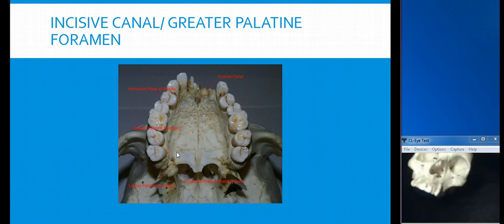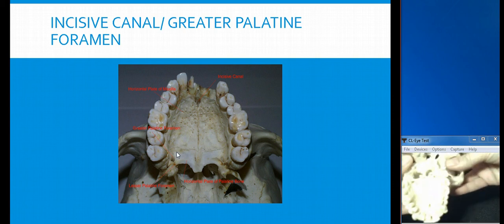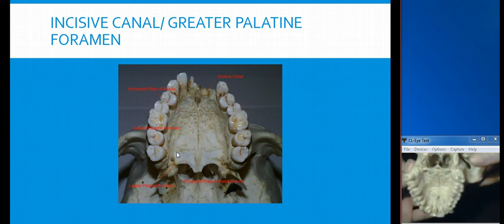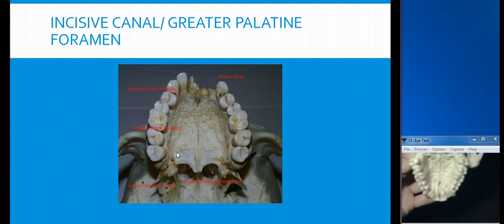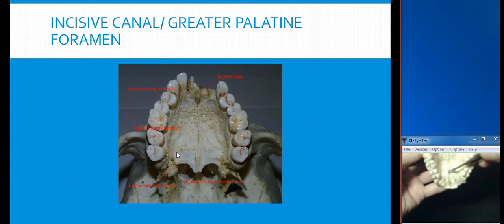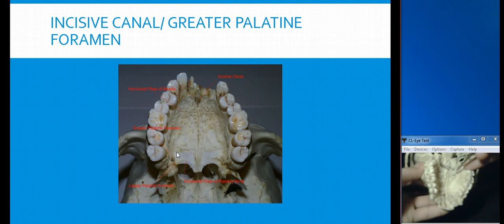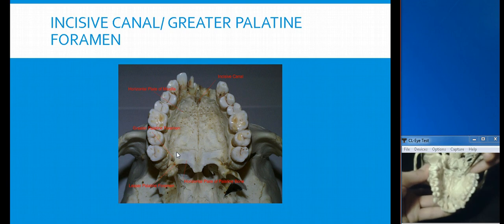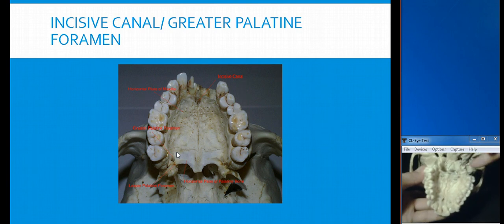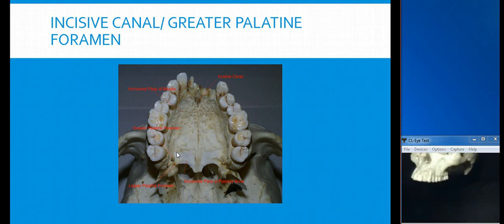So when you're looking at this, let's see if I can give you a good view of it. There's a lot of variation to it. You can see a nice big opening of the incisive canal here, and the greater palatine would be coming out from about here. Okay, let's put it back.